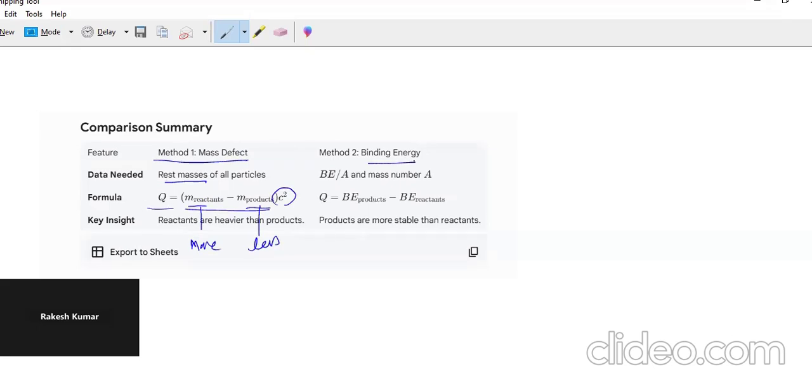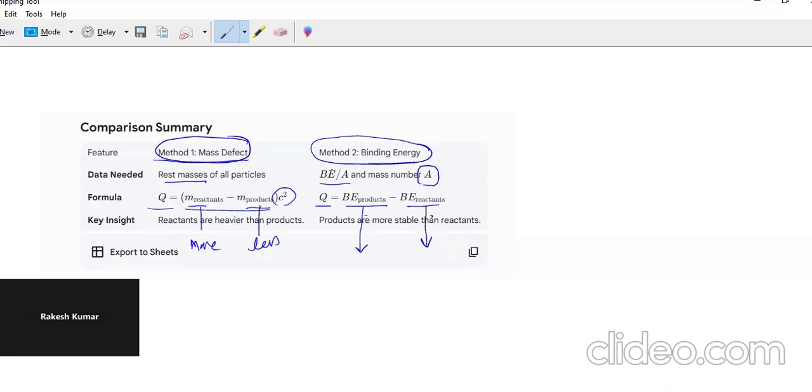The other way is the binding energy. If they have given you the binding energy, in that case, what will happen? The binding energy of the products and the binding energy of the reactants will be different. So if they're giving you the binding energy per nucleon, you can multiply this by the number of nucleons. They give you the mass number, and then you can subtract and get the energy. So by both methods, the binding energy method and the mass defect method, you can get the energy released. It depends on the data they have given.